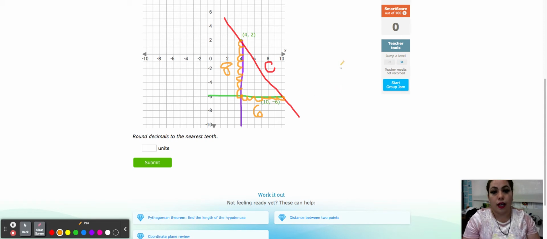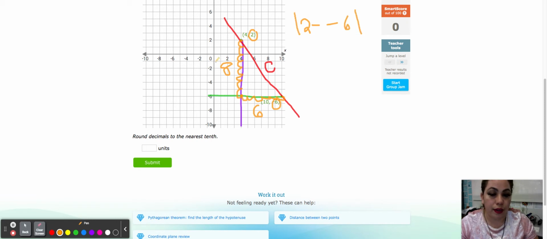All right. Again, so the top and bottom, I'm going to do the formula right here, using the y-axis. So it would be 2 minus 6. It's the absolute value. This becomes a positive. So 2 plus 6 is 8. Again, that's what I got right there.